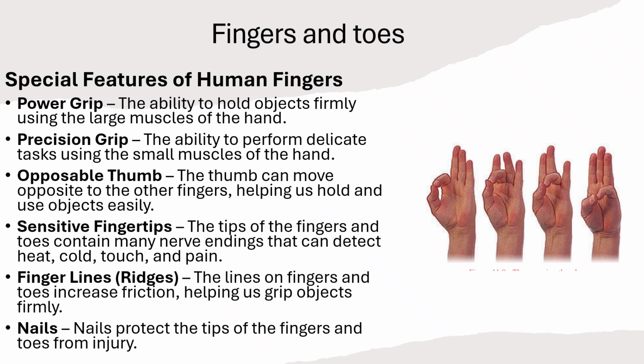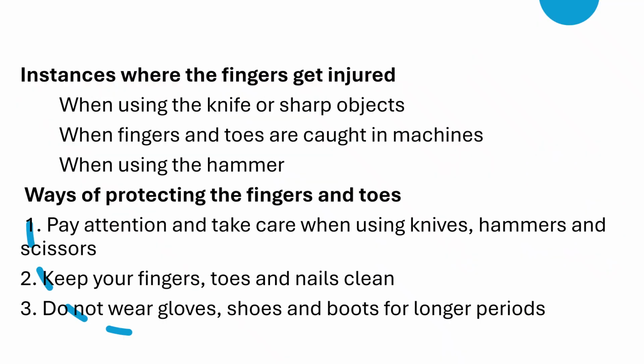Sensitive fingertips. The tips of fingers and toes contain many nerve endings that detect heat, cold, touch, and pain. Finger lines, ridges. The lines on fingers or toes increase friction, helping us grip objects firmly. Nails. Nails protect the tips of the fingers and toes from injury. Instances where the fingers get injured: when using a knife or sharp objects, when fingers and toes are caught in machines, and when using a hammer.